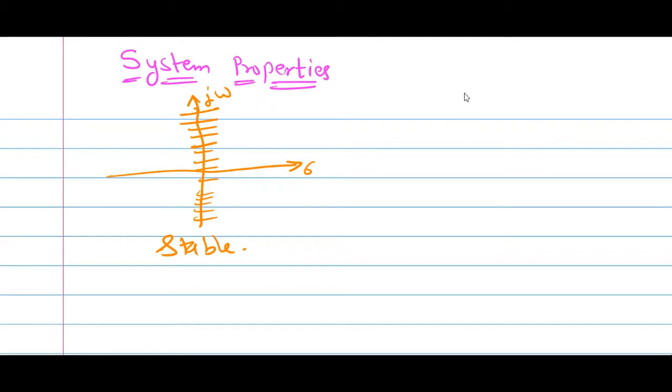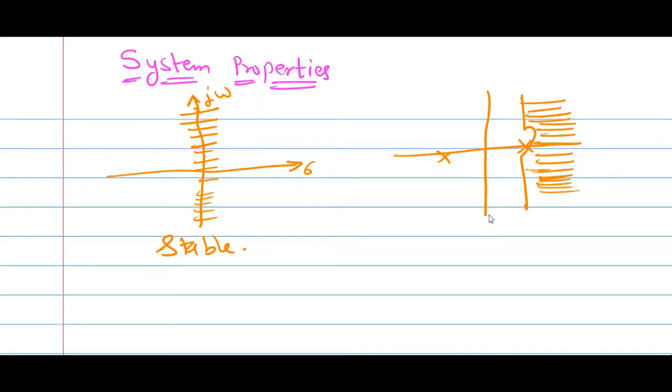And if ROC is on the right hand side for both the poles, then it is nothing but a causal system. If for both the poles ROC is towards the right hand side, then the system is a causal system.